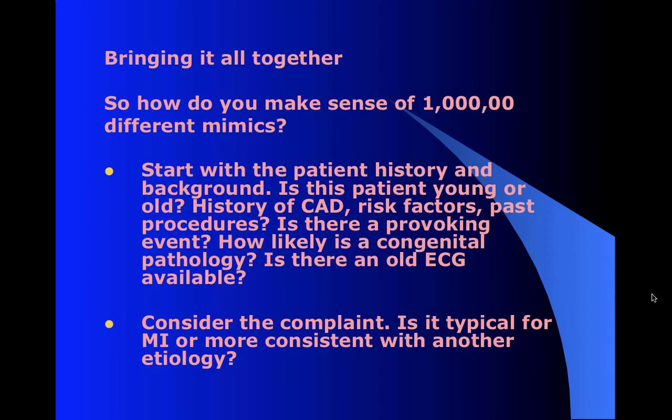Just to bring it together, I know we talked about a lot, but in general, start with the history. Is this the kind of patient you would expect to have a problem like a heart attack, or maybe something more congenital? Are they real young? Maybe they wouldn't have found something like Brugada yet. Are they real old and you'd expect them to have a coronary occlusion? Does something provoke it? Can you get an old EKG, or do you know that they have an existing problem? Look at the clinical presentation. Is it real classic for MI or more consistent with something else? Is the pain sharp, pleuritic, tender, something like that?